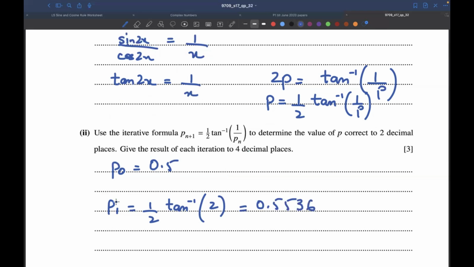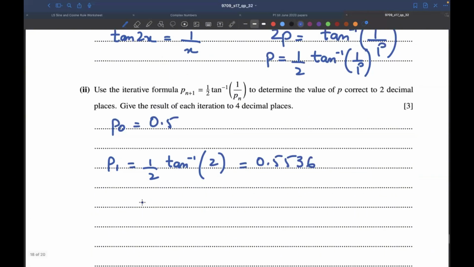Now we'll substitute this value to get the next value. So this will become 1 upon 2 tan inverse of 1 upon 0.5536. Now substituting this in the calculator, shift tan inverse of 1 upon 0.5536.